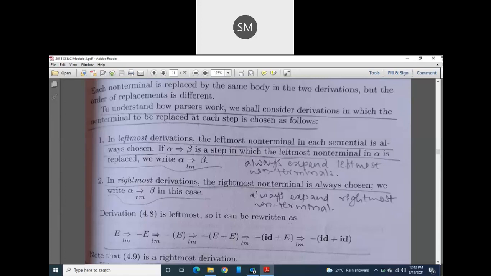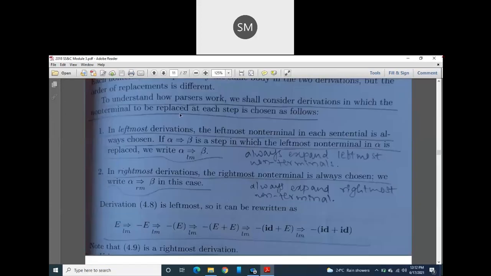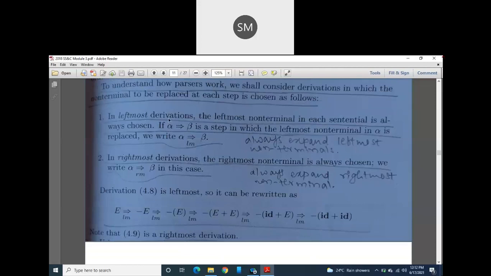Then we will come to how exactly a parser works. We will understand some derivations and concepts like leftmost and rightmost derivations. To understand how parsers work, we should consider the derivations, which may be rightmost or leftmost, in which the non-terminal is replaced at each step. So what is leftmost derivation? Already I told you, leftmost derivation is nothing but replacing the leftmost non-terminal, in simple terms.